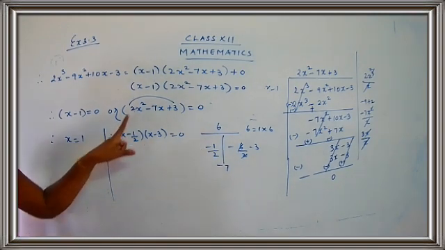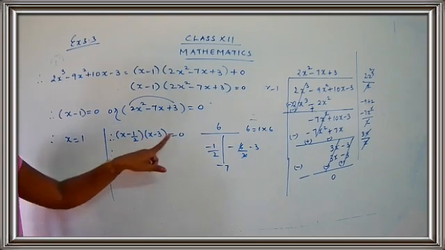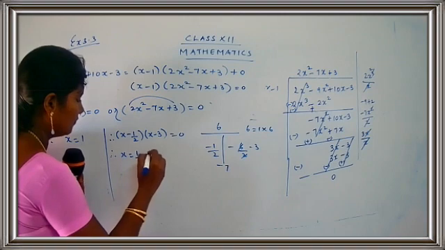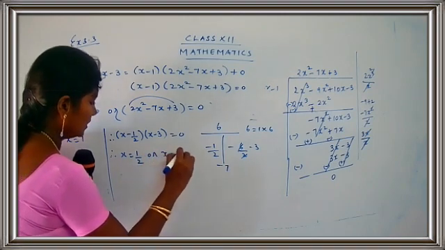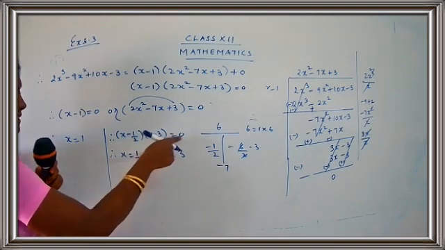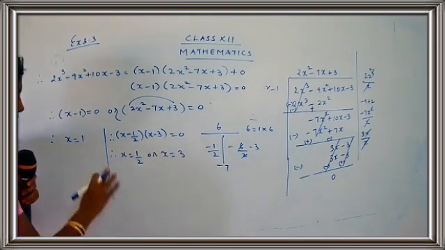So write down the variable. So x minus 1 by 2, x minus 3 is equal to 0. Okay. Therefore you write x is equal to half or x is equal to 3. X minus half is 0, so x is equal to half. X minus 3 is 0, so x is equal to 3.